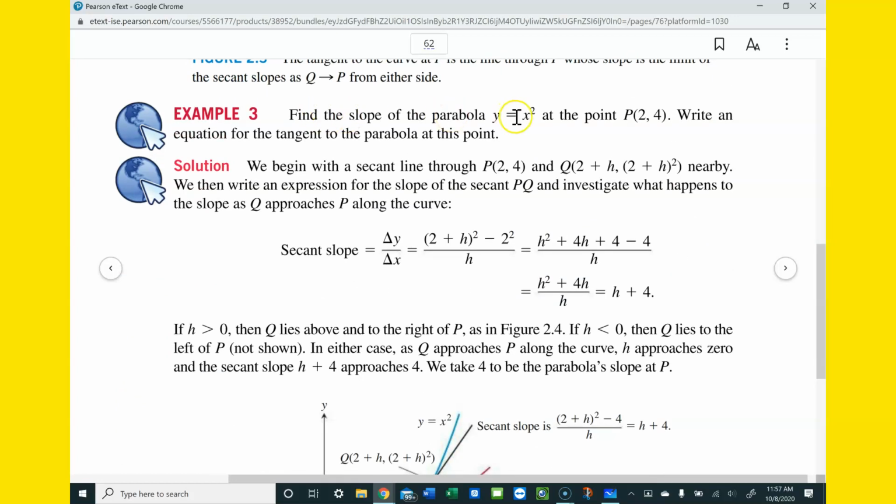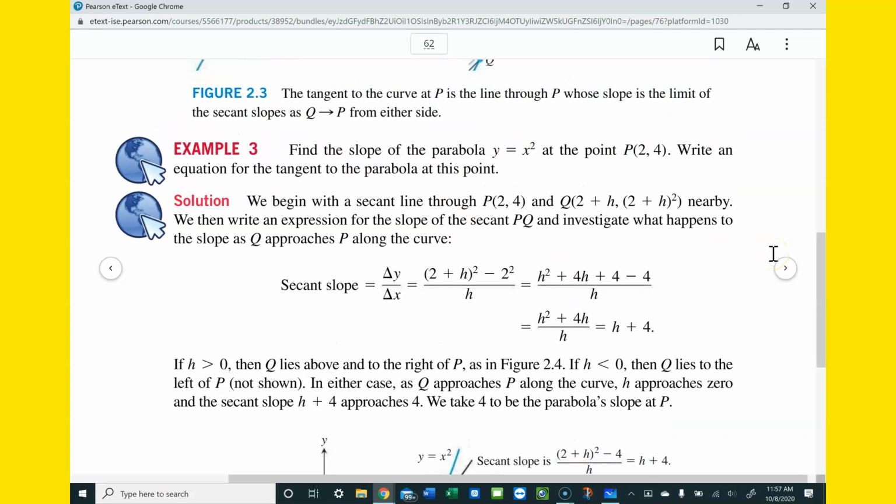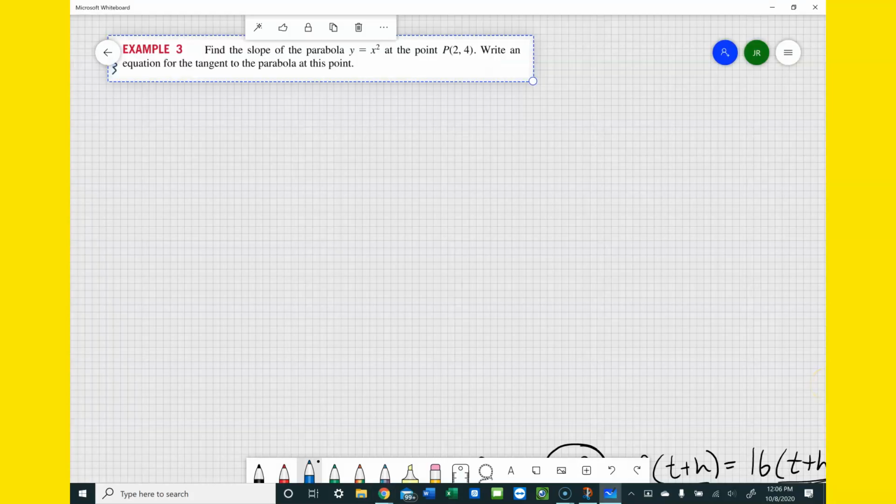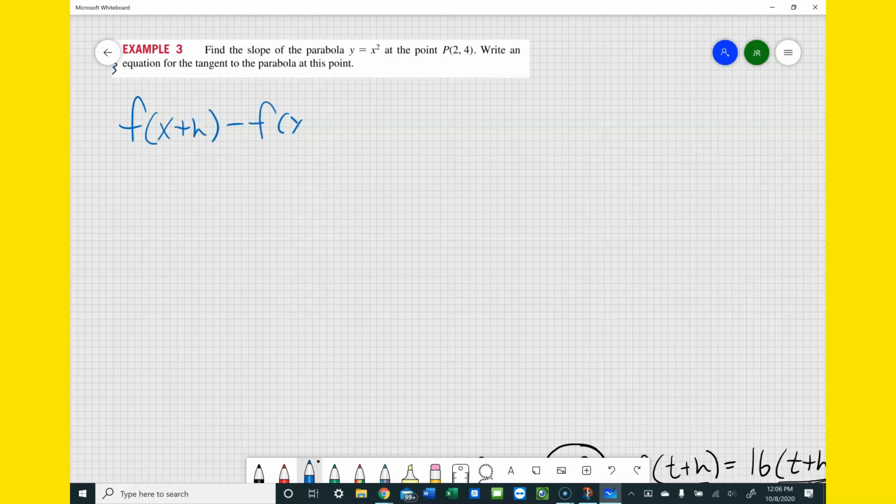So example 3, find the slope of the parabola y equals x squared at the point 2, 4. Write an equation for the tangent to the parabola at this point. Okay, here's what we're going to do. We're going to apply the thing we've been doing, f of x plus h minus f of x over h, to this problem. That will allow us to find the slope of this parabola at a point.